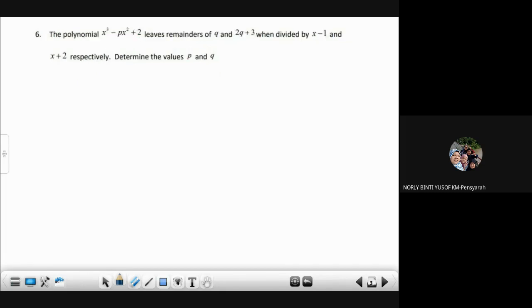Okay, and then we see question number 6. Dia ada polynomial. This is your polynomial. So you pun tulis P(x), x power of 3 minus px squared plus 2.